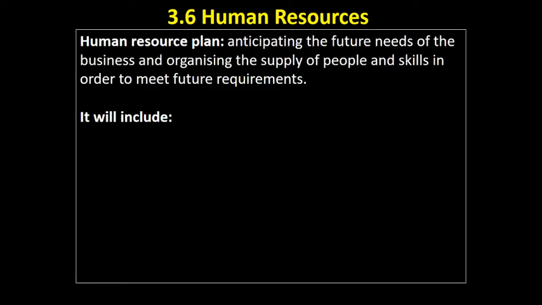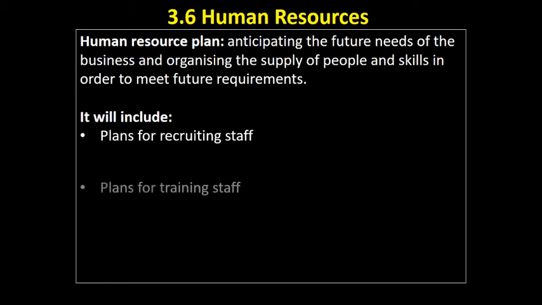So, what's our human resource plan going to include? Well, we'll want to think about what plans we've got for recruiting staff. So how are we going to get the staff in place to make sure that we've got those skills? Are we going to recruit staff with skills? Are we going to recruit staff with potential and then train them with the skills we want them to have ourselves? We'll want to think about those things.